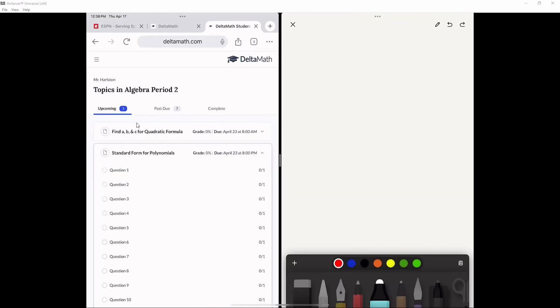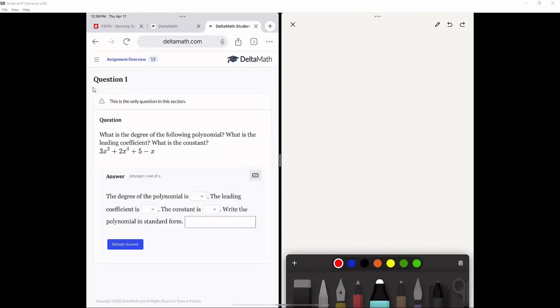Standard form for polynomials. So the very first question we see, it says, what's the degree of the following polynomial? What is the leading coefficient? What is the constant? And they give us the polynomial here, and then we've got to answer these drop downs. So the first thing I'm going to do is write the original polynomial, 3x squared plus 2x to the 4th power plus 5 minus x.